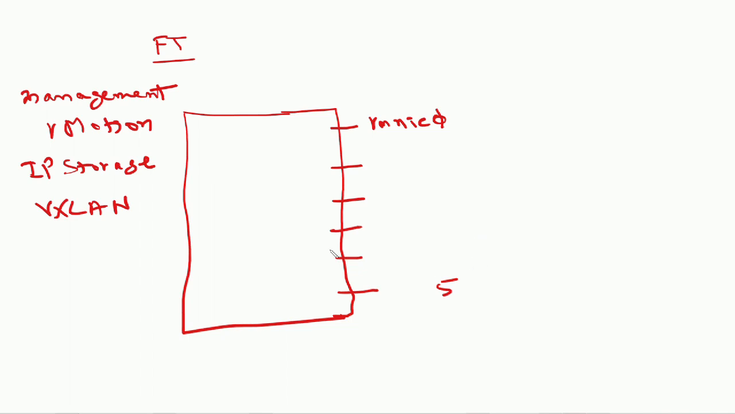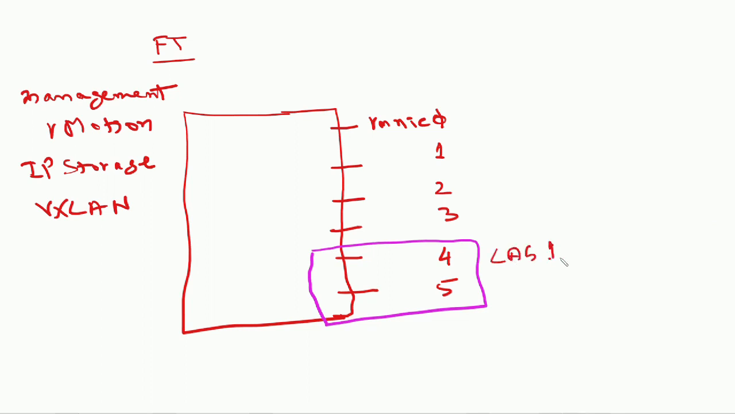Okay, I can say that what I'm going to do is bundle these. Let me write down the numbers first. So that's 0, 1, 2, 3, 4. These are your physical links, right? I could say I'm going to bundle these into a link aggregation group. Let's just call it lag1.